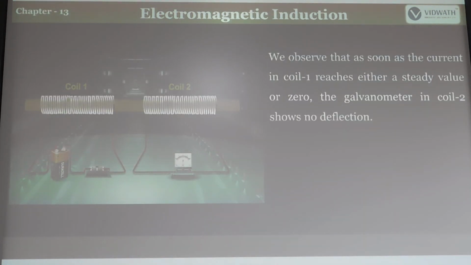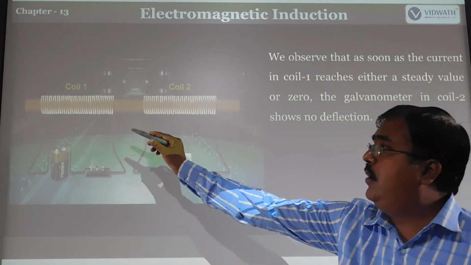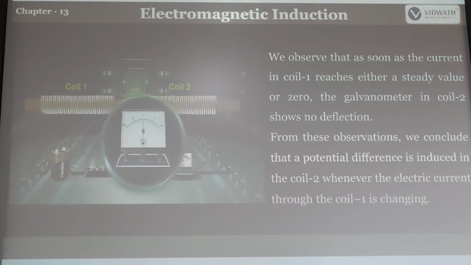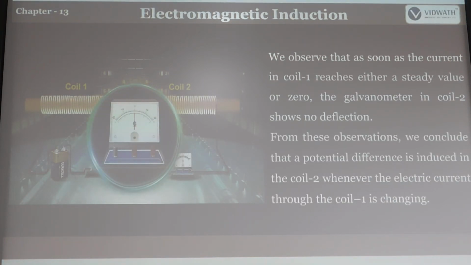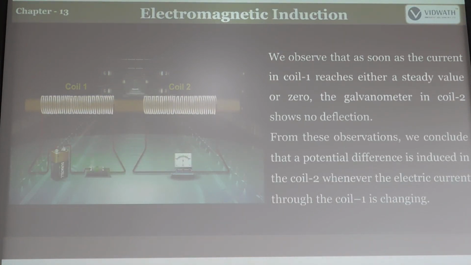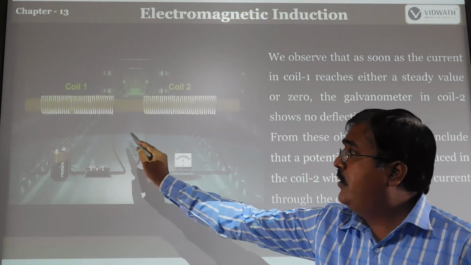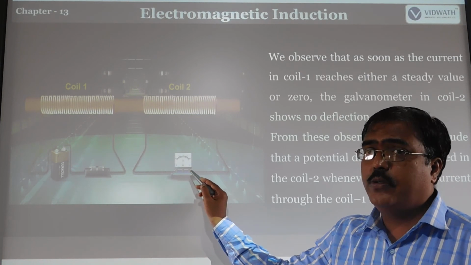Now we have coil 1 and coil 2. Coil 1 is called the primary coil, and coil 2 is called the secondary coil. We observe what happens as soon as the current in coil 1 reaches either a steady value or zero. Suppose current is passed only in the first circuit; then in the second coil, a current is shown.